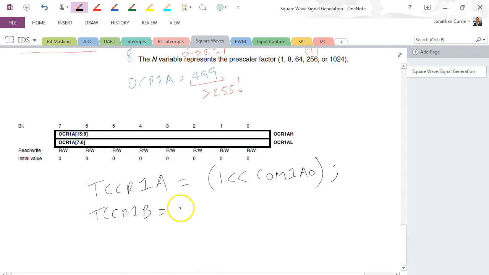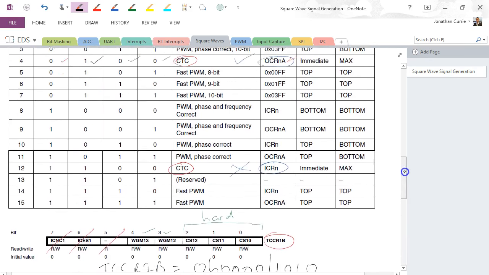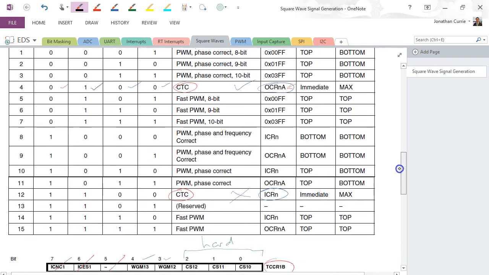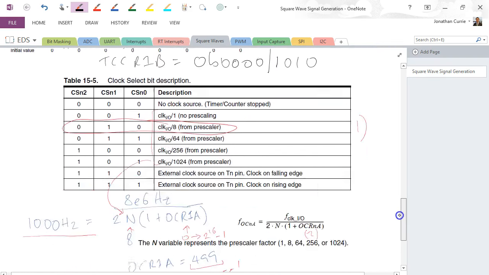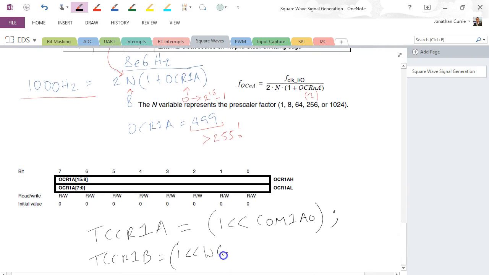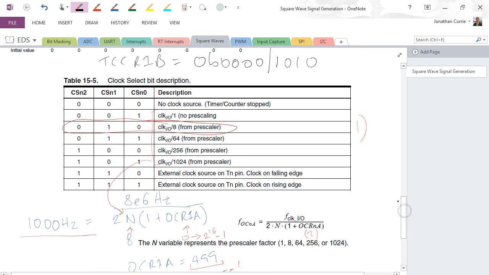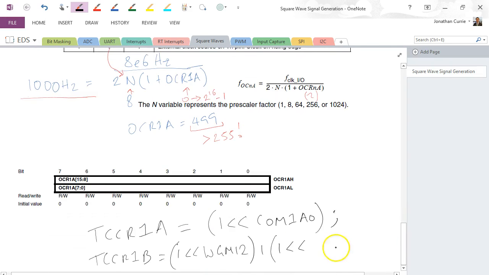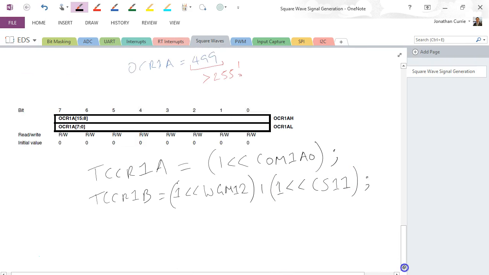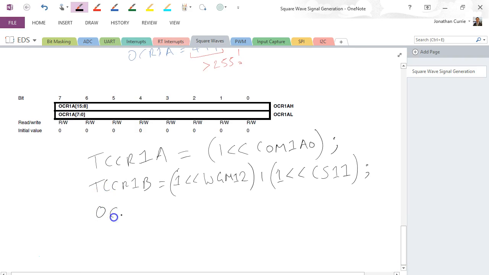TCCR1B equals, and we can do something similar, 1 left shift. What are the bits we're setting? WGM12 was 1, so WGM12, and we'll OR that with 1 left shift of the prescaler bit CS11, as such. Let's make sure those look like ones. Okay, and as well as that, we'll set OCR1A equal to 499, fine to set in decimal.